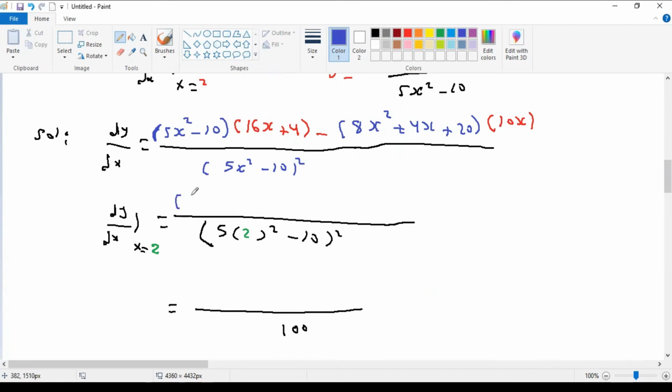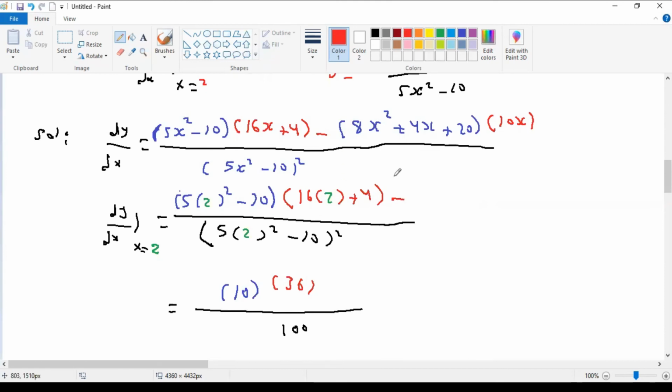Now the numerator. Here I have 5x squared minus 10, with x as 2. So 4 by 5 is 20, minus 10 is 10. So here I have 10, the blue one. The first one, the red one, 16x plus 4, multiplied by it. What x did we say? The x we said is 2. So 32 plus 4 is 36.